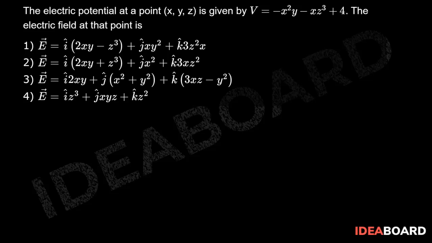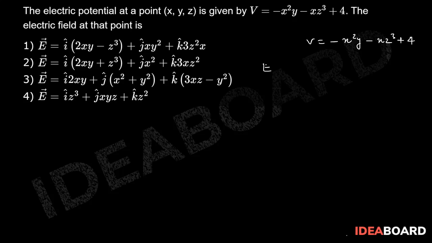The electric potential at a point (x, y, z) is given by V = -x²y - xz³ + 4. The electric field at that point is... Now in this question we are given V = -x²y - xz³ + 4. So now we want the electric field.